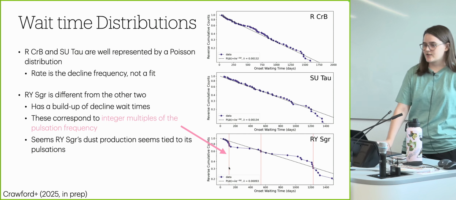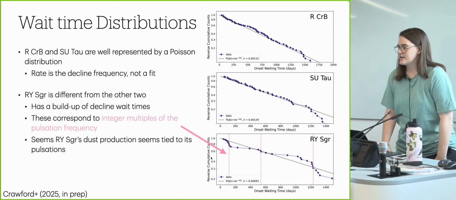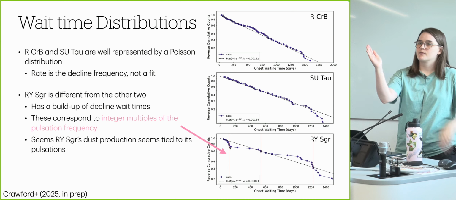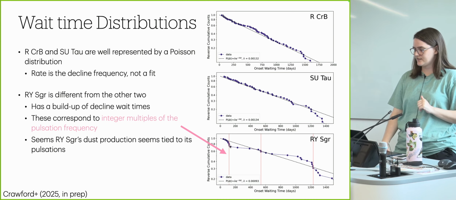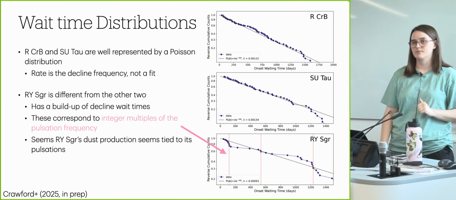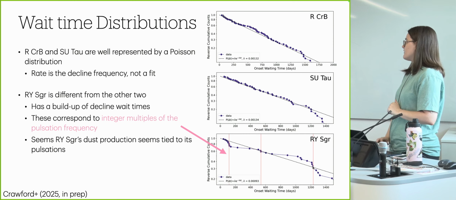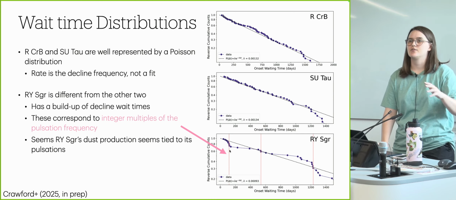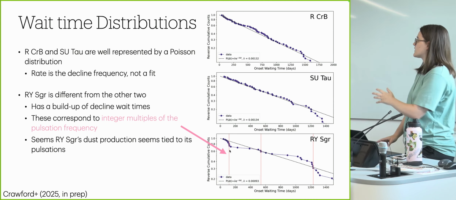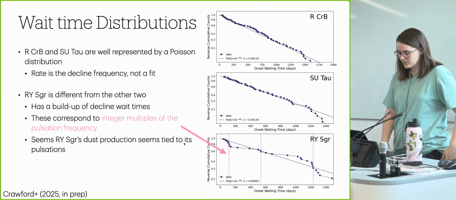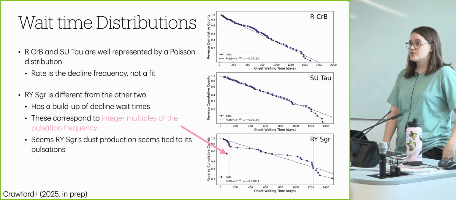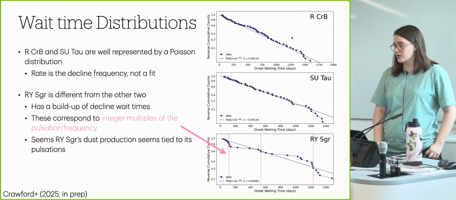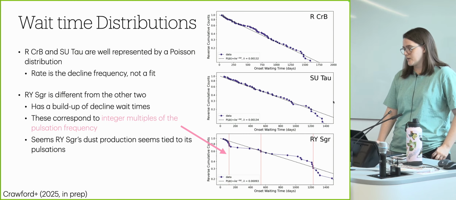But RY-Sag, on the other hand, is different from the other two, in that it has a buildup of wait times, where a lot of different declines happen at the same interval from the last one. It has these sort of 3 buildups, if you will, and I've drawn some lines here to guide the eye. But once again, these aren't fits necessarily to the data. What I've drawn here are integer multiples of RY-Sag's pulsation frequency, where I just picked the one that aligned with the buildup itself. What this may be implying is that for RY-Sag, its dust production seems to be tied to its pulsation period, as opposed to R Coronae and SU Tau, which don't have the same property.